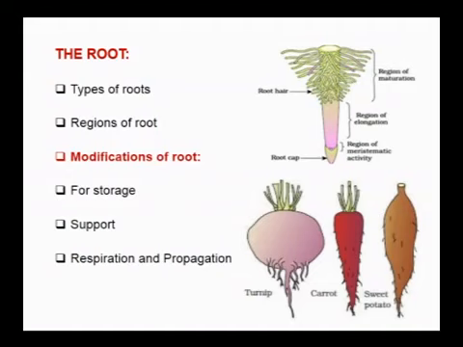As I said, the taproots are modified for food storage. As you can see in the slide, the root is modified and appears like a spindle. It is swollen in the middle and tapering on both sides. So, it is the fusiform root of the radish. There is one root which is conical in shape, whose base is broad and apex is narrow. It is found in the carrot.